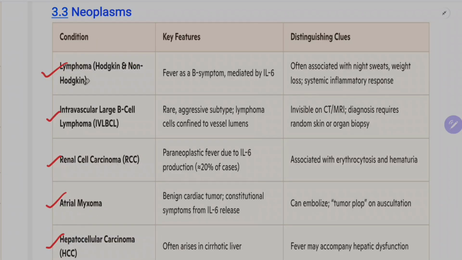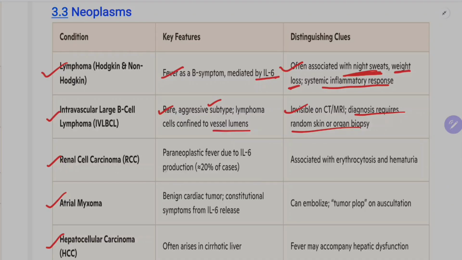Coming to the first ones, the lymphoma and the intravascular large B-cell lymphoma. In Hodgkin and non-Hodgkin lymphoma, fever is a B symptom, mediated by interleukin 6. Distinguishing clues are often associated night sweats, a very important point, and weight loss, with a systemic inflammatory response. Intravascular large B-cell lymphoma is a rare and aggressive subtype. Lymphoma cells are confined to the vessel lumens, so it is invisible on CT and MRI. Diagnosis requires random skin or organ biopsy.